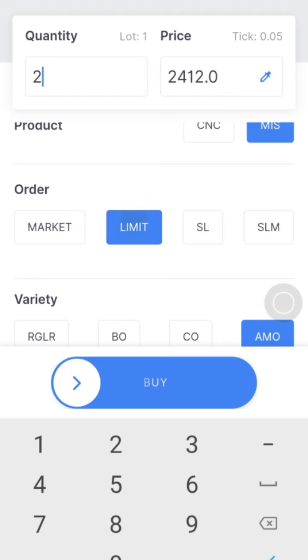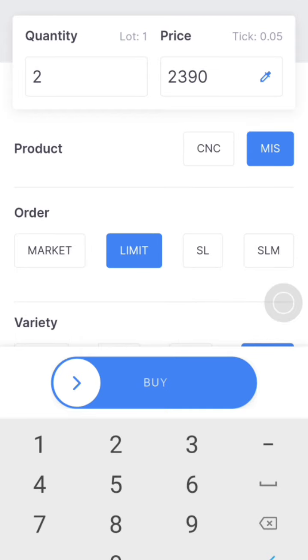Then there's something called limit. In the limit you can change the price. Now the price you can see is 2412. Let's say I want to purchase this at 2390. When the share price comes to 2390, then my share will get executed. That's why I put the limit. So in limit you can change on which price you want to buy. Once it reaches the price, your share will get executed.